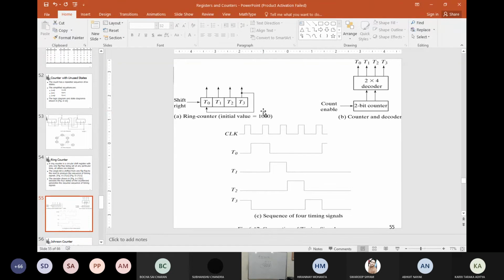What will be the output? The output will remain the same if I use a T type flip-flop. After the first pulse, for 0 it will be the same and for 1 it will toggle. One it will toggle, right?